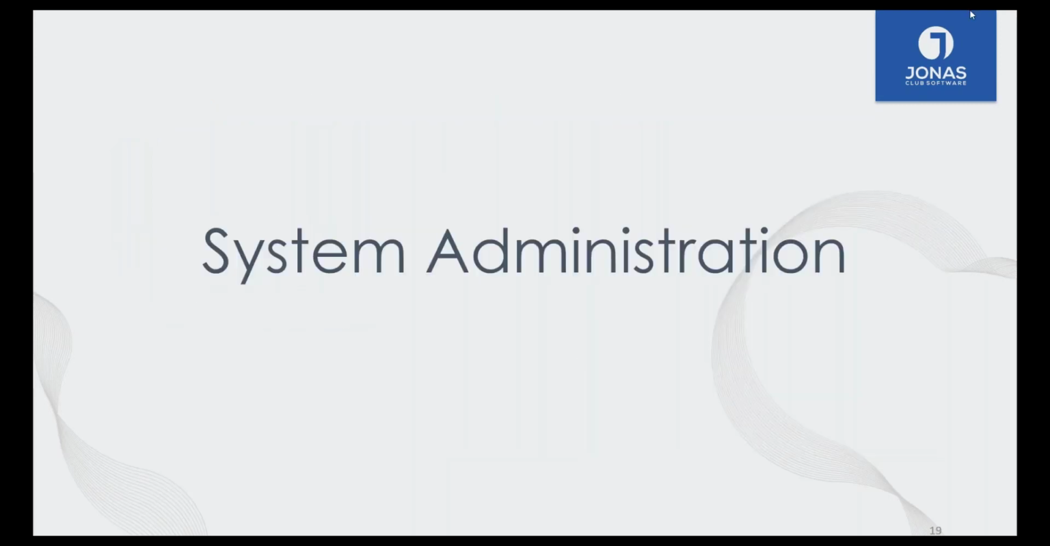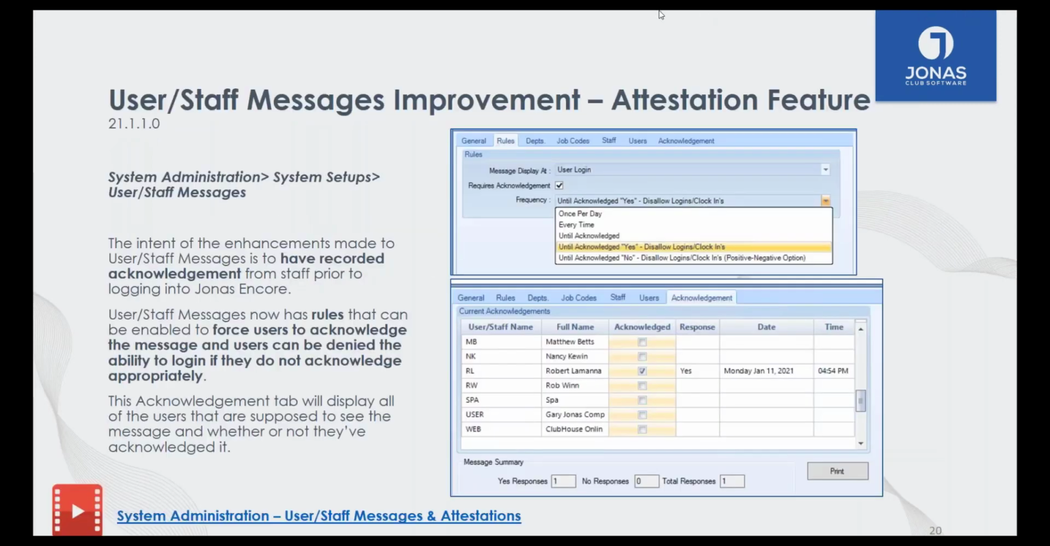Next up, we've got some features in system administration. So the first thing here to point out is the user staff messages improvement that we put in. We put in a feature for an attestation specifically, but not necessarily having to be used for that, but we specifically put it in there for staff to acknowledge their rules around COVID-19, for example.